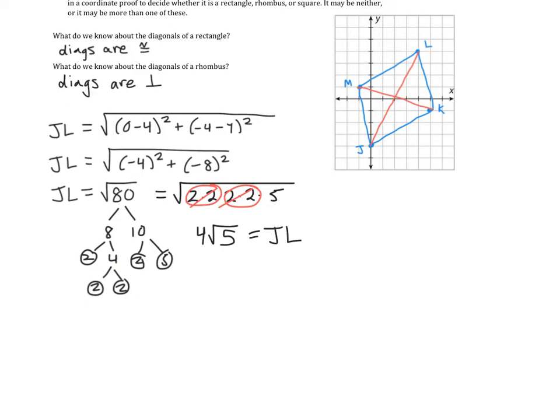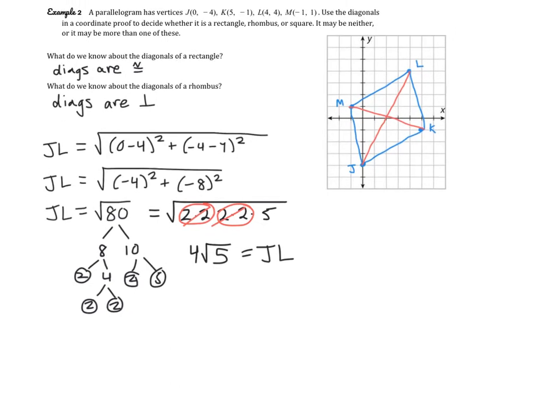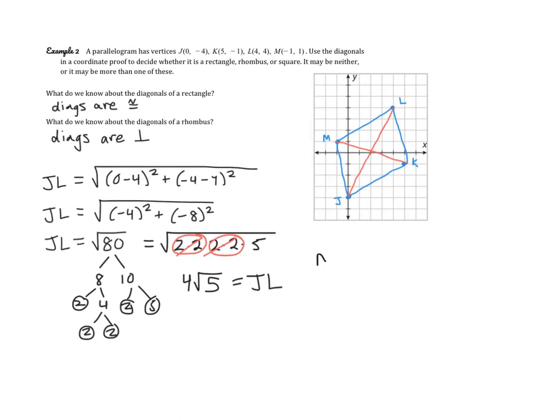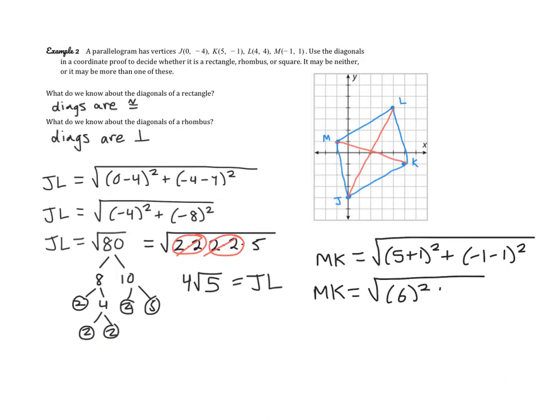And now we have to see if that is the same as our other diagonal, which is MK. So let's do distance formula again. So here we have the square root of 5 minus -1 squared plus -1 minus 1 squared. So here we'll have 6 squared plus -2 squared. So this gives us the square root of 40.